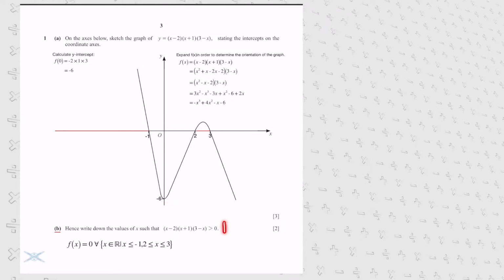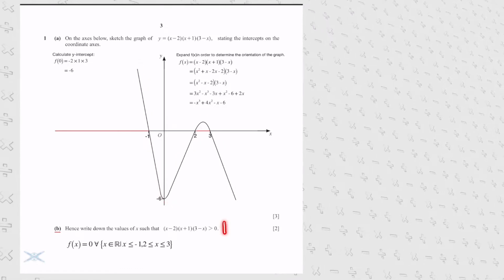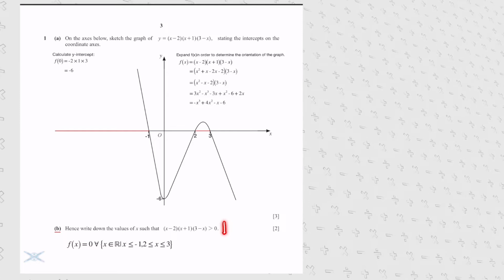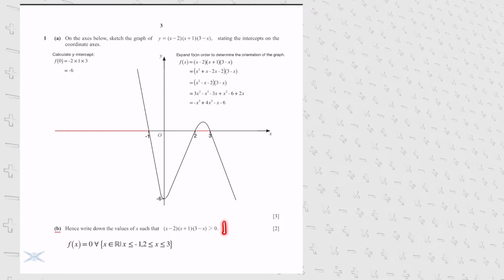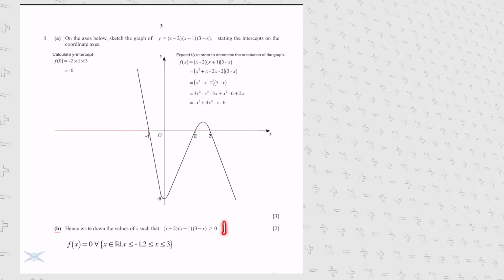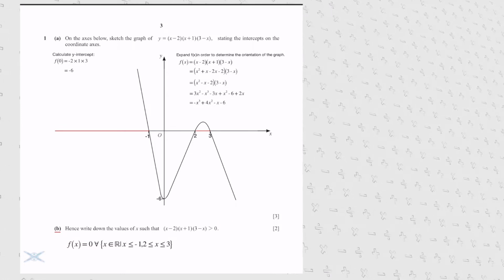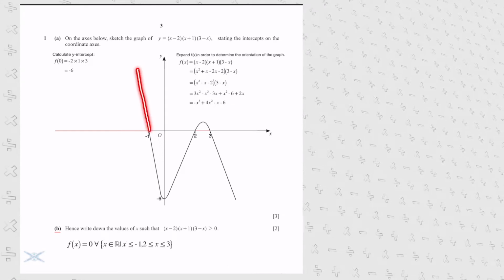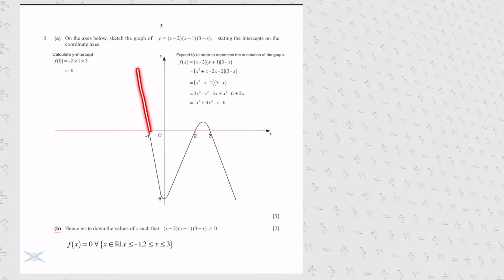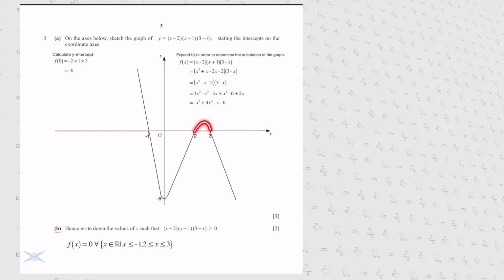Part B of exercise 1 requires us to write down the values of x such that (x minus 2) multiplied by (x plus 1) multiplied by (3 minus x) is larger than 0. Taking a closer look at our sketch, we can figure out that this is true for all of the x values that are equal to or less than -1, or between x equals 2 and 3.